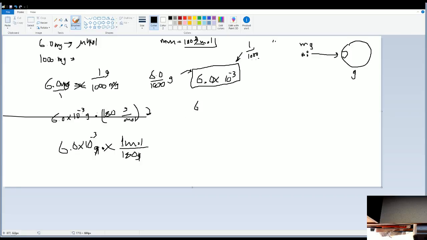So 6.0 times 10 to the negative 3 divided by 180. That's how many moles you have here.